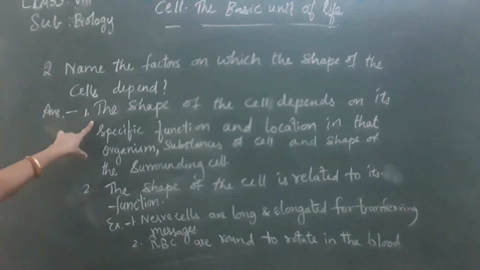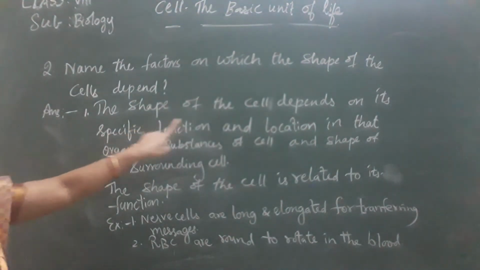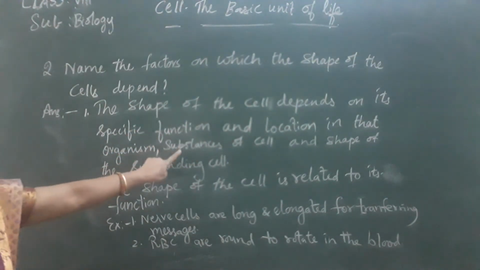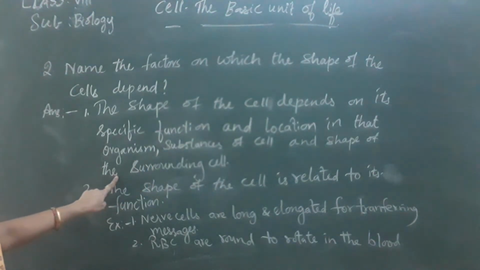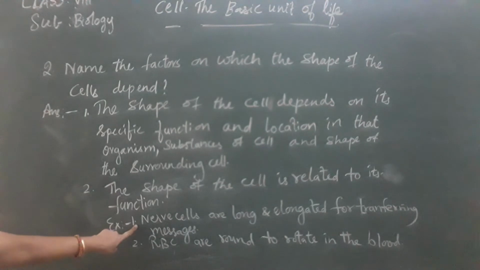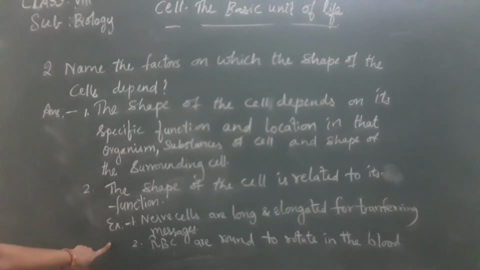See here, the shape of the cell depends on its specific function and location in that organism, substances of the cell and shape of the surrounding cell. The shape of the cell is related to its function. Nerve cells are long and elongated for transferring messages. RBCs are round to rotate in the blood. Note down.